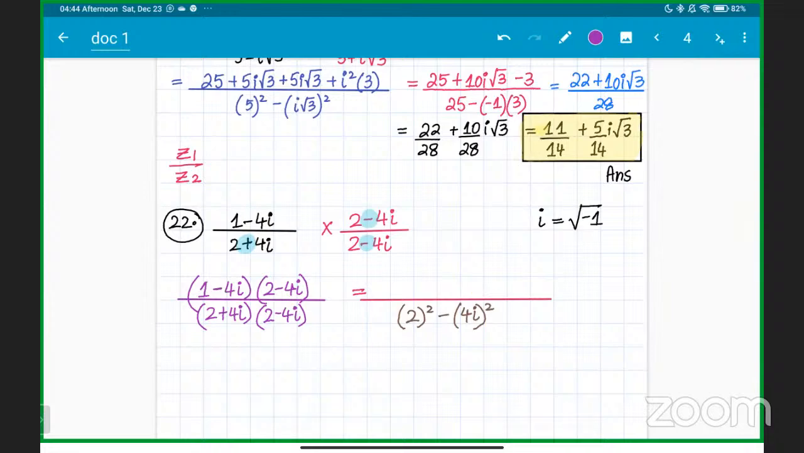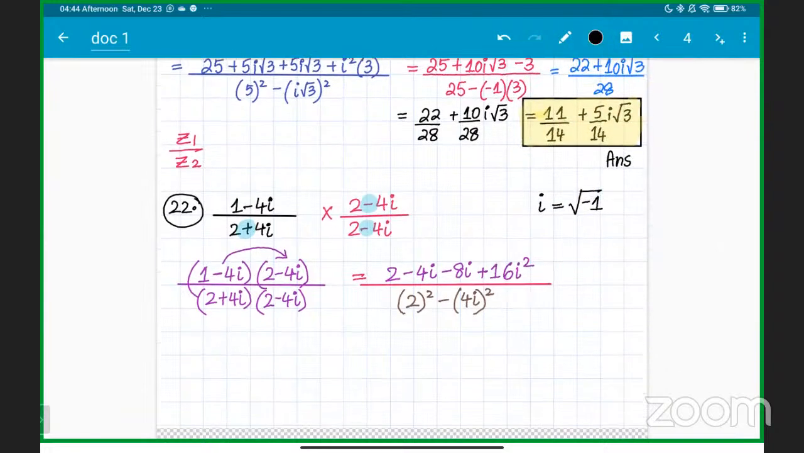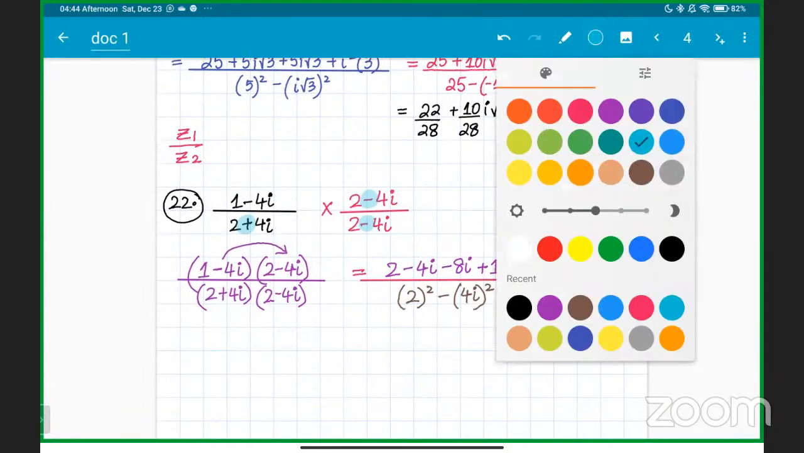Everyone got it? I'm solving now. So 1 times 2 will become 2, and minus 1 into minus 4i will become minus 4i, minus 4i into 2 will become minus 8i. And understand, minus 4i into minus 4i will become what, students? 16i square. Any doubt? Minus minus becomes plus, 4 times 4 becomes 16, i times i becomes i square. Everyone should be clear with the calculation, guys. Got it? Understood?